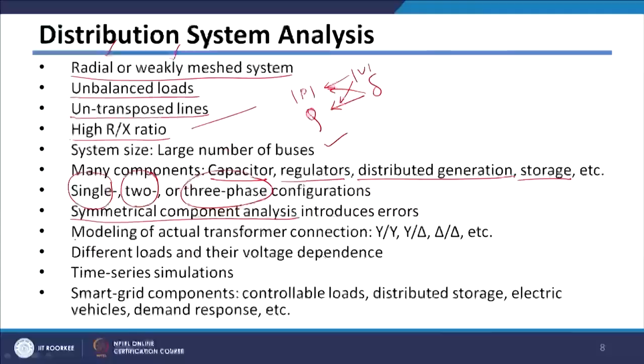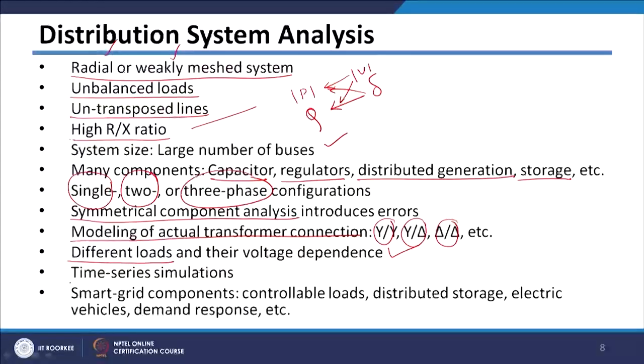In this case, since we are considering full 3 phase modeling, your YY, Y delta or delta delta connections need to be modeled during the analysis of distribution system. Loads in a distribution system are basically voltage dependent. Because of this, the voltage dependency of the loads will change in each load flow iteration. So, that needs to be considered while doing the load flow analysis.